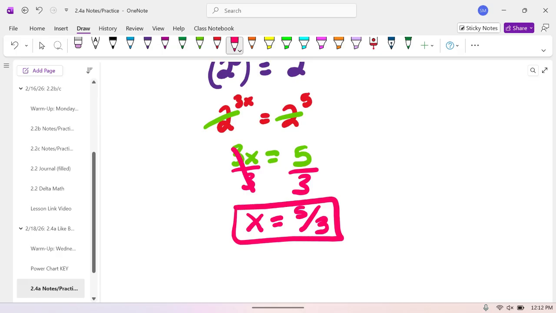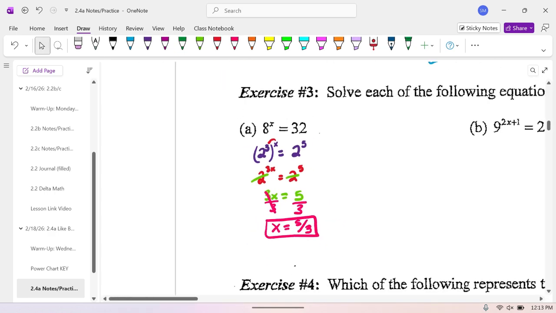And we'll just leave it as a fraction. I don't really care about the decimal. So guys, when in doubt, leave it as a fraction. Especially with these, because you should get fairly nice numbers with these. You shouldn't get any really weird decimals. Any questions on letter A?